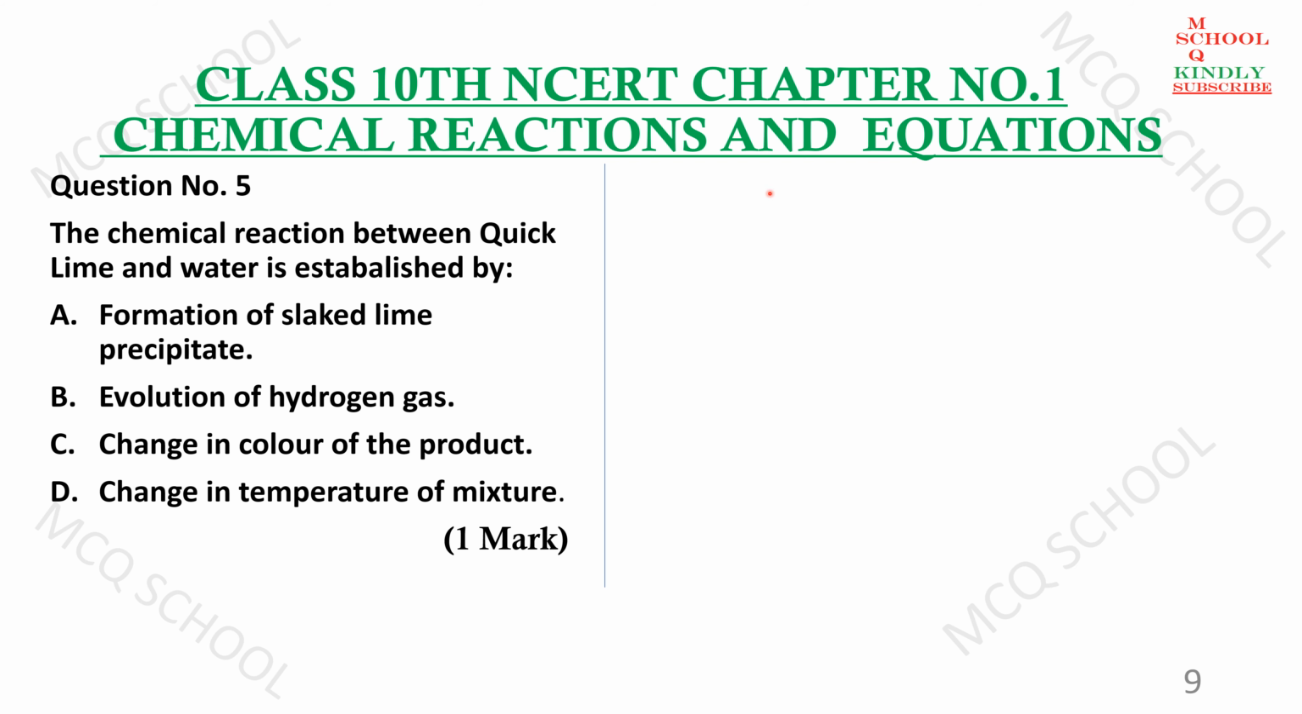To better understand this, we have to write an equation. The equation is CaO solid and H2O liquid react and form calcium hydroxide, and heat is also generated. Hence the correct answer is D, change in the temperature of the mixture, because it's an exothermic reaction. Exothermic reactions are those in which heat is generated.